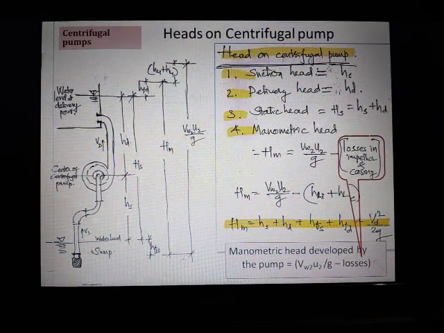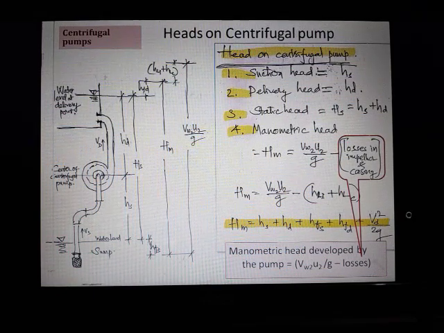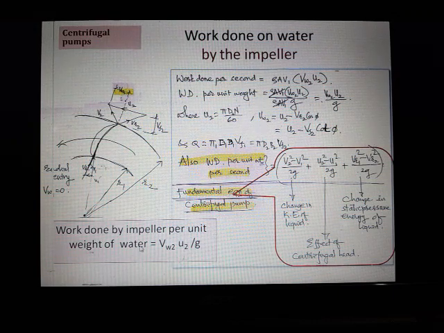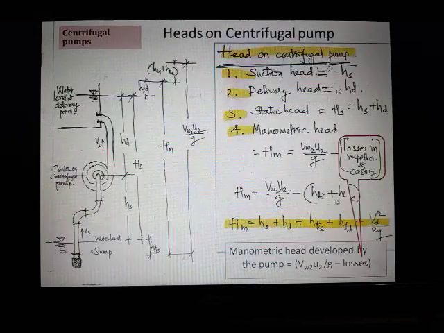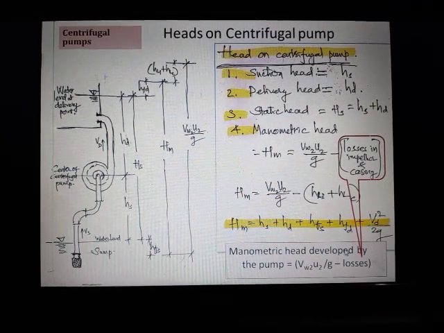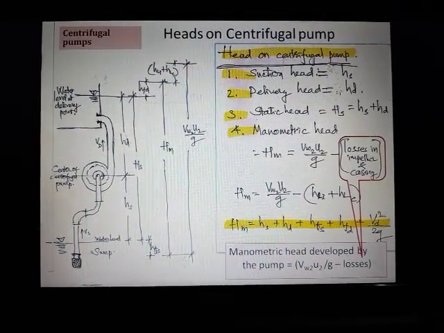What is vw2 u2 by g? We have seen in the earlier slide, it is nothing but the work done by the impeller per unit weight of the water. So that is what you should remember. We'll stop here. We'll see in the next video.